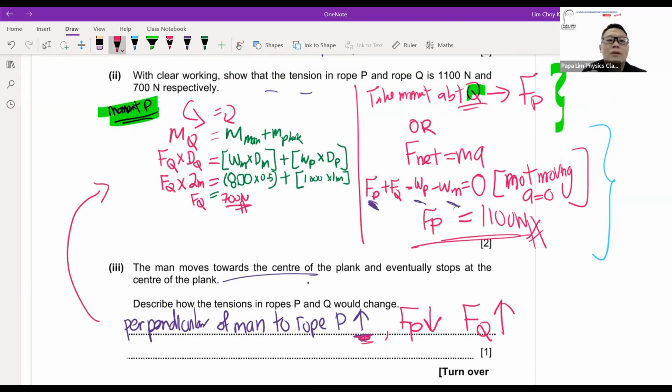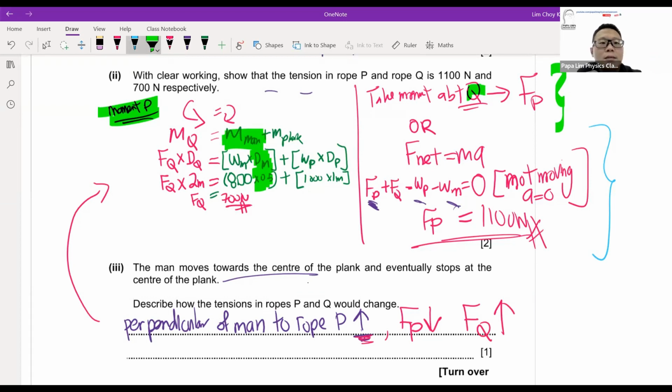Okay, now if I move towards the center, you'll find that my perpendicular distance, this area here, increases as the man moves towards the center. So the moment by the man, as I move towards the center, is actually increasing.